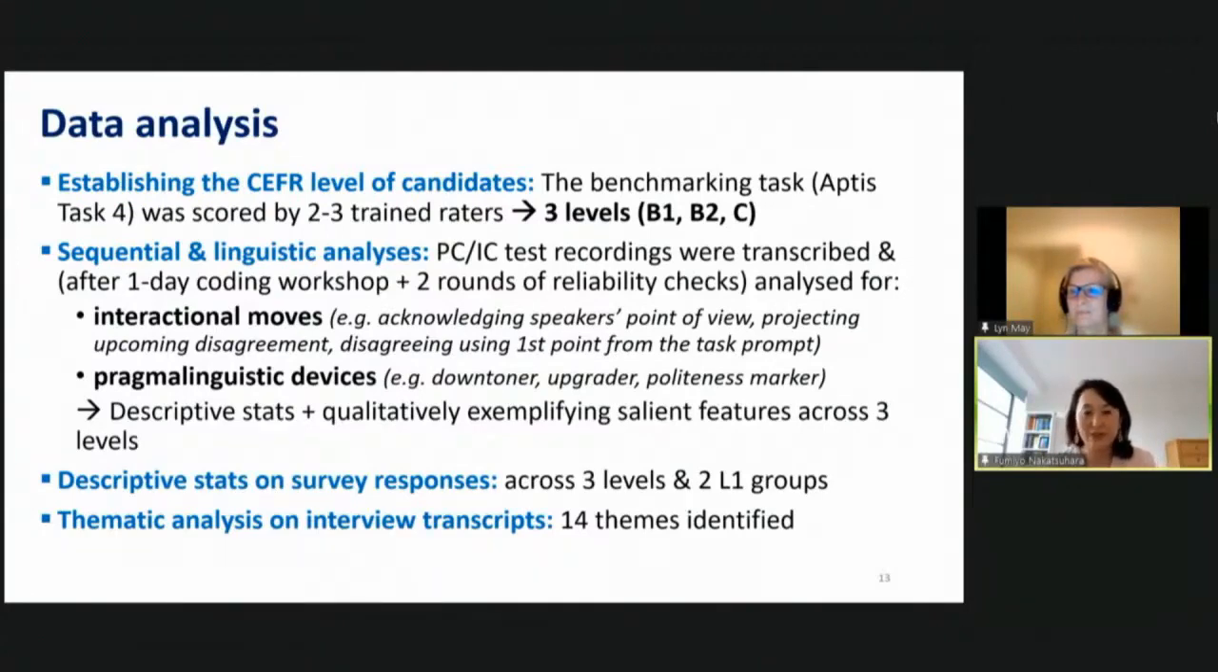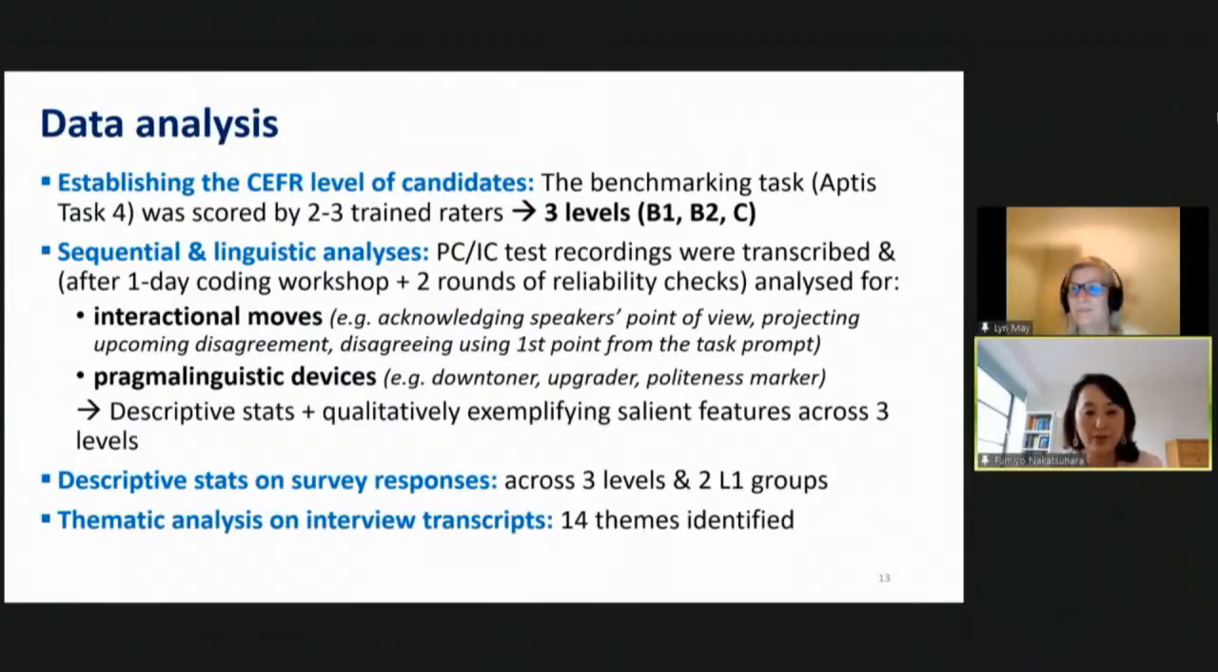So we just wanted to show an example of what we can achieve if we carefully design our test specifications and tasks. And okay, so how did we analyze the data? We firstly asked 2 trained raters to score the benchmarking performances, and when there were some disagreements, we invited a 3rd rater to rate the performances, and all test takers were categorized into 3 levels: B1, B2, and C. All PC and IC recordings were transcribed and analyzed for interactional moves and for pragmalinguistic devices. So Lynn is going to talk a bit about that.